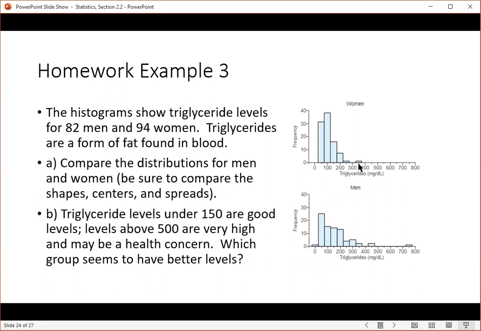And then as far as outliers, do we have outliers? Yes, I would say this person is an outlier right here. That's high relative to the group, separated and off to the one side. And then we've got a couple outliers for men. This person's a very high outlier. This one as well.